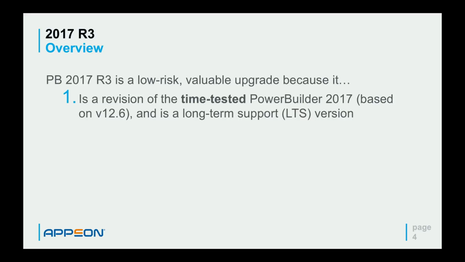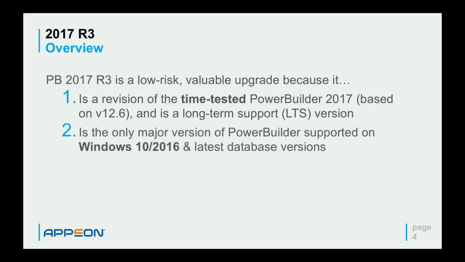Long-term support version is a special version of PowerBuilder, or any of our products for that matter, that Appeon commits to supporting for a long period of time, which is typically a minimum of 3 to 5 years. So that's also further evidence of how stable this particular version is.